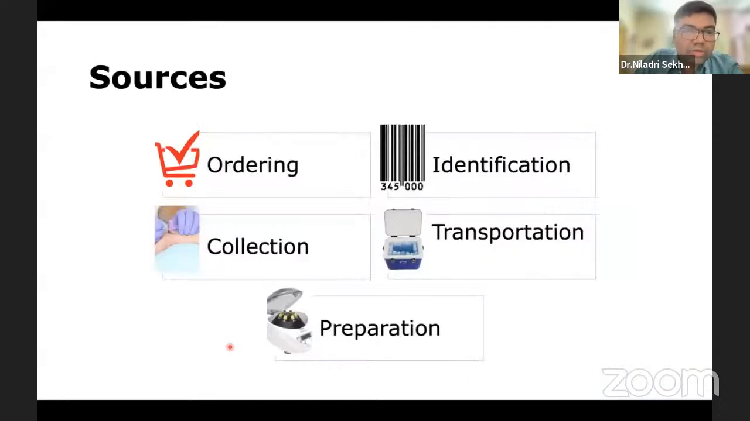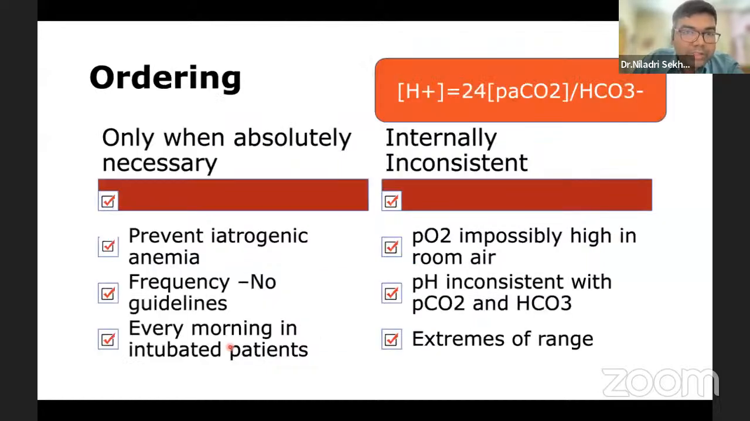So what can be the sources of error? The error can come from ordering the test, identification, collection, transportation, or the preparation phase. First, we will go one by one, starting with ordering. Ordering means: when you are ordering a blood gas, what question are you asking? Why do you want a blood gas? You have to be double sure before ordering one.